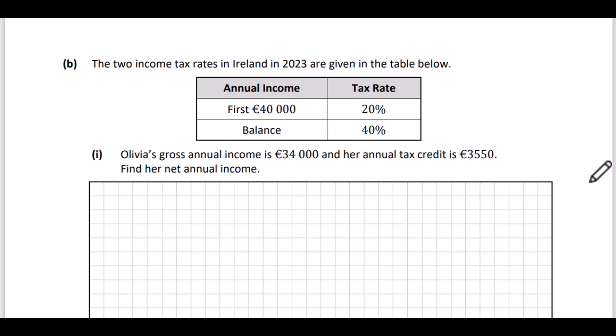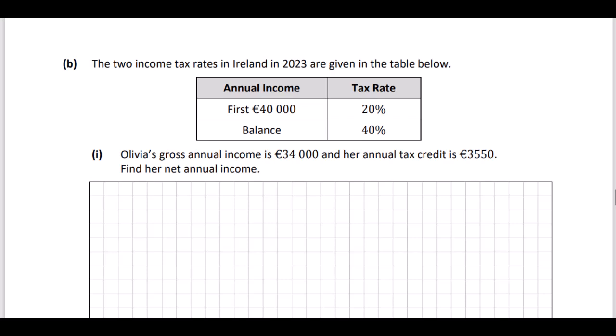The two income tax rates in Ireland in 2023 are given in the table below. The first 40,000 you have to pay 20%, and then anything over 40,000 you've got to pay 40% tax. Olivia's gross annual income is 34,000 euros, so she's below 40,000, so she's only going to pay 20% in tax. Her tax credits are 3,550 euros. Find her net annual income.